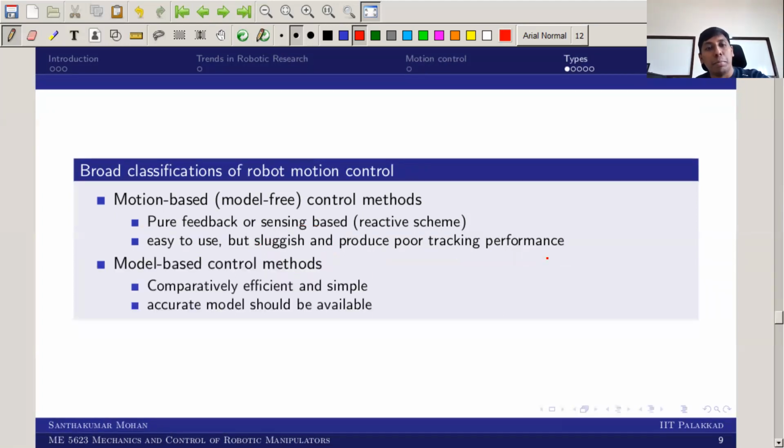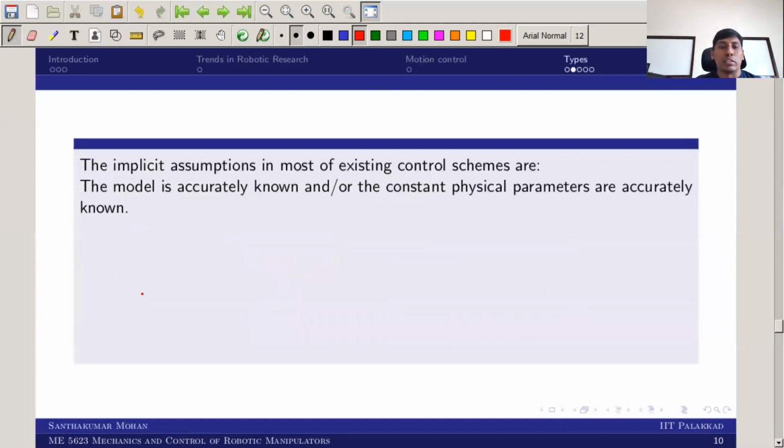So in that sense, people thought about the model based, which is comparatively efficient and simple. But the problem is that you should have an accurate model available to you. If these are the cases, people thought, can we ignore these things? There are several implicit assumptions. One big assumption is that the model is supposed to be accurately known, or in other words, the constant physical parameters are supposed to be accurately known. This is not possible all the time.